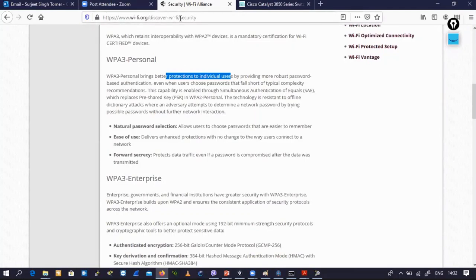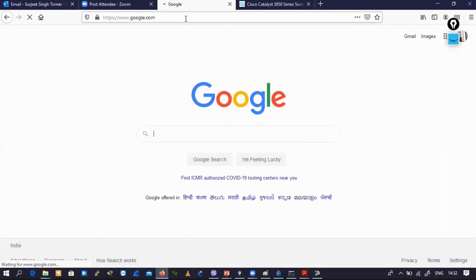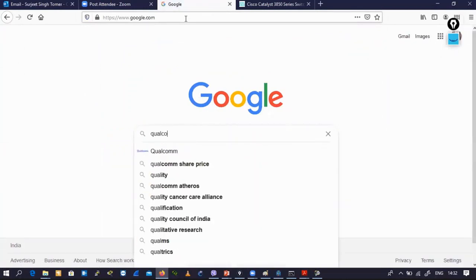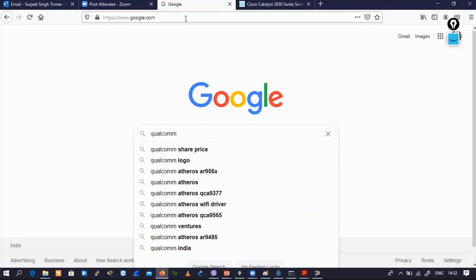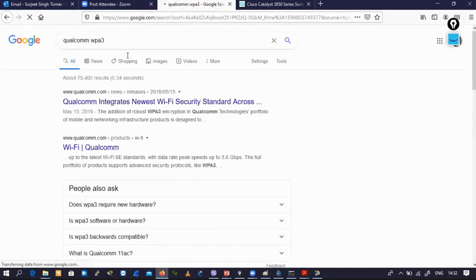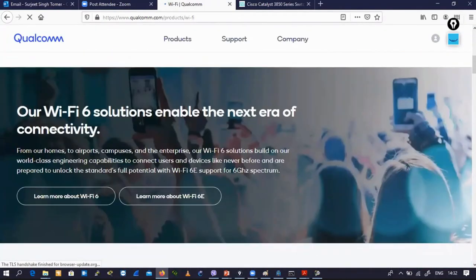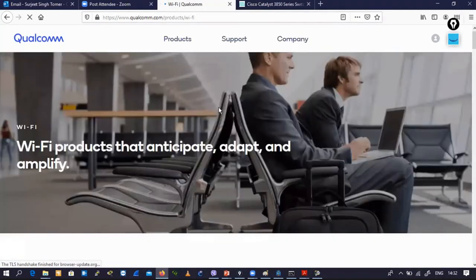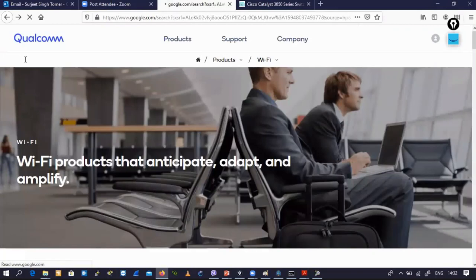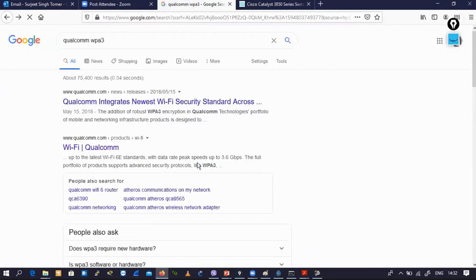So everyone is doing it. I will show you one more example here. Everyone understands this company, Qualcomm, right? WPA3. This is the first organization in the industry which is using WPA3 now. You can see the full portfolio with WPA3. This is the first in the industry to already convert their equipment to WPA3. You have to read this website, then you will understand. You can see here a full portfolio of products supporting advanced security protocols like WPA3. So Qualcomm has already proceeded to use WPA3.